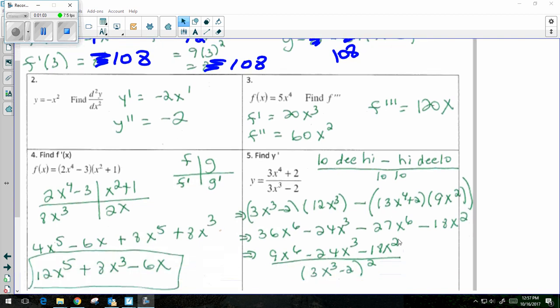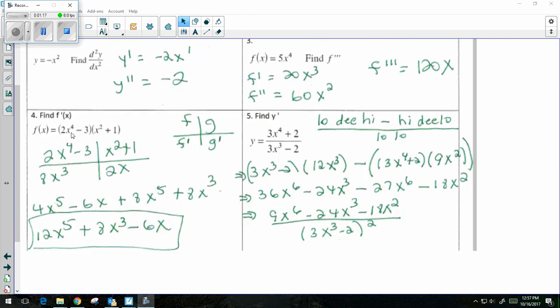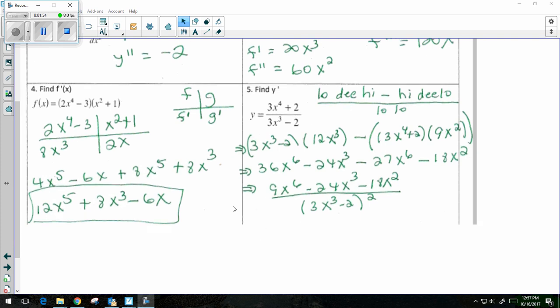Okay, these are the solutions for 2, 3, 4, and 5. Here we're looking for the second derivative. Here we're looking for the third derivative, so just do it 3 times. Remember, if we have something times something, we use our product rule. And if there's a function divided by a function, we use our quotient rule: low d high minus high d low over low low. You can pause the video to look at these steps.